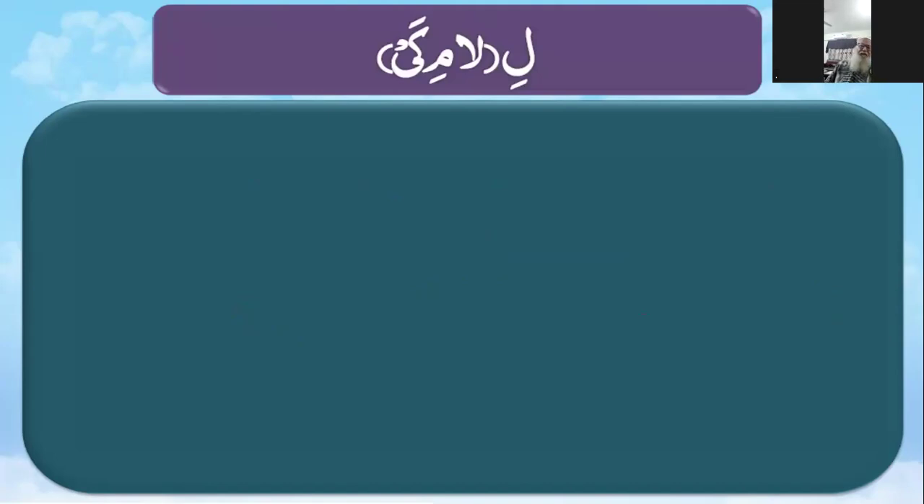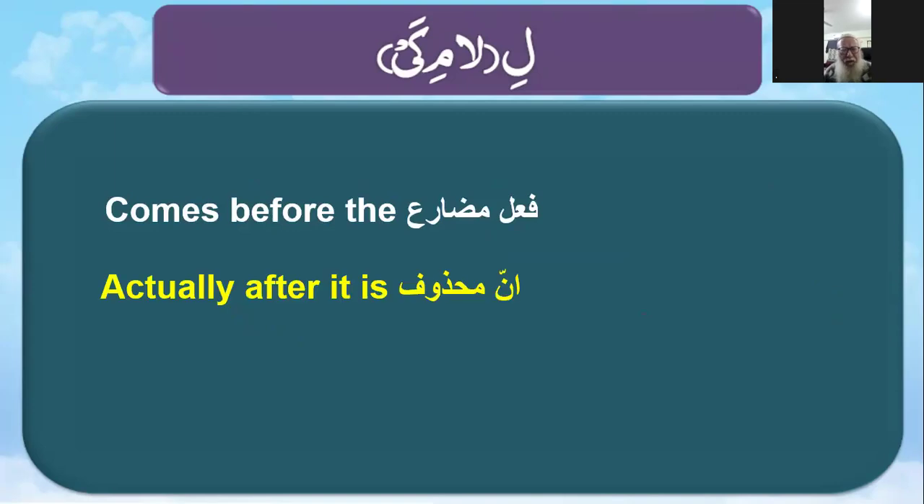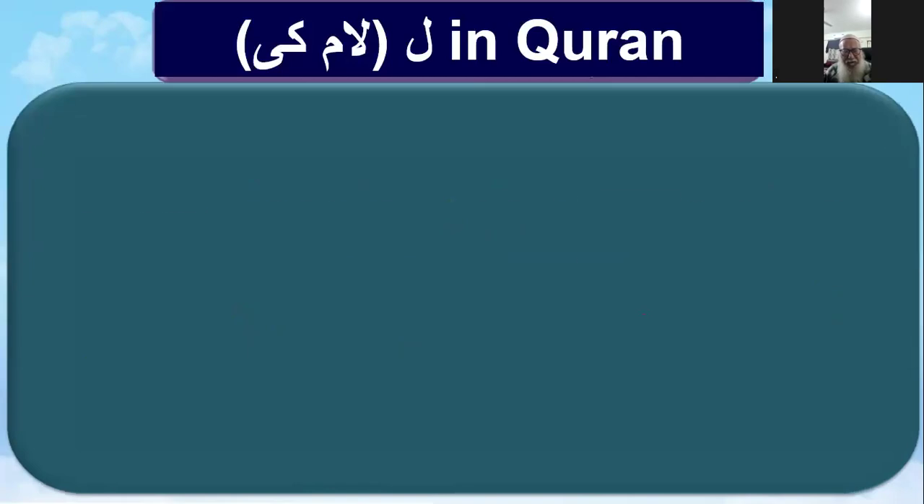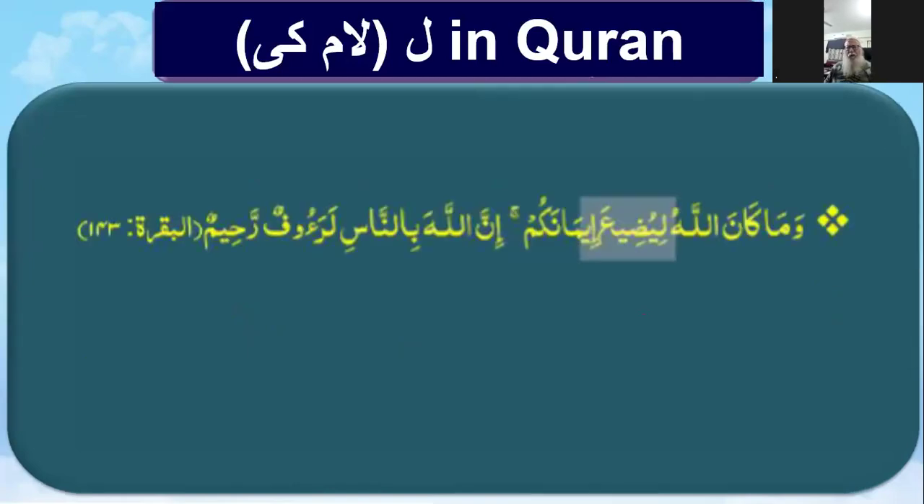Li, lam kai. Lam kai comes before the fi'l mudari. Actually, after it is an mahdhufa, that actually gives the nasb. It gives the meaning of cause. Bismillah. وَمَا كَانَ اللَّهُ لِيُضِيعَ إِيمَانَكُمْ إِنَّ اللَّهَ بِالنَّاسِ لَرَءُوفٌ رَحِيمٌ. Li, lam kai has come. If it was yudi'u, it becomes yudi'a because of lam kai. Actually, after the lam kai, there is a hidden an. Inna Allah. It was Allahu. Inna Allah. It gives the fatha due to inna.